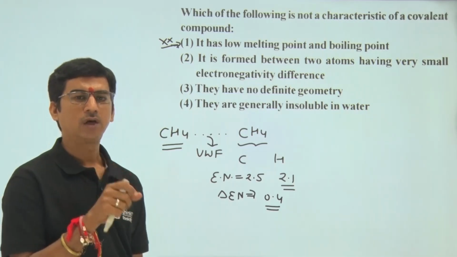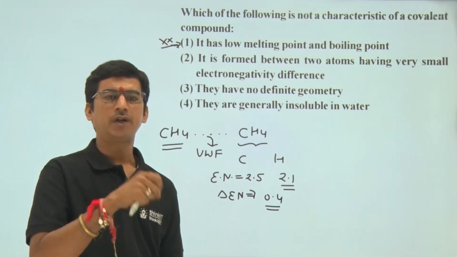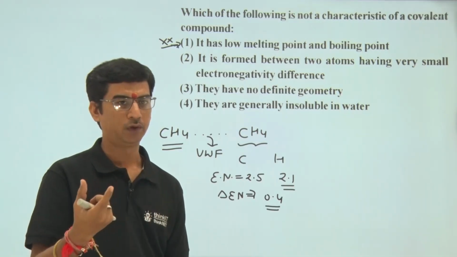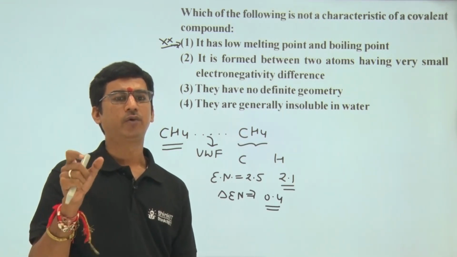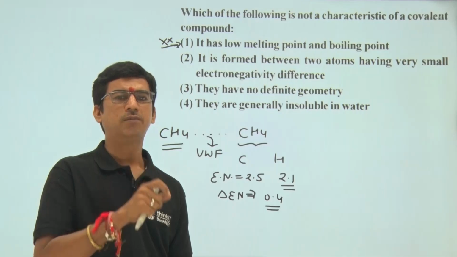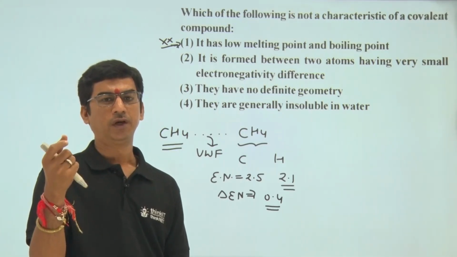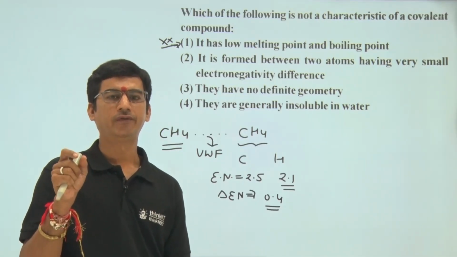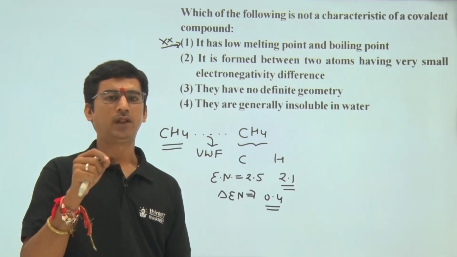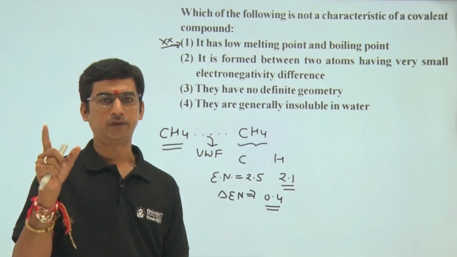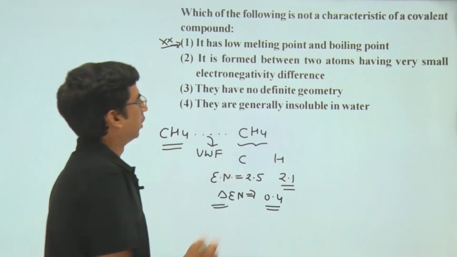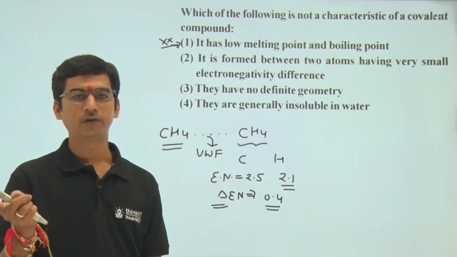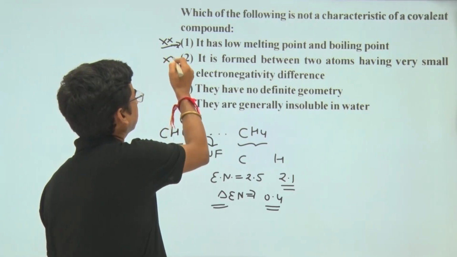We are not saying that because carbon and hydrogen both have less electronegativity, the compound will be covalent. If two elements have less electronegativity, it does not mean the compound will always be covalent. It may be ionic, but generally when two elements have less electronegativity difference, then it is highly probable that the compound will be formed in a covalent manner. So we have to look at this. If the second option is considered, then it is a valid point and we have to identify the invalid point. Thus option number 2 cannot be the answer.